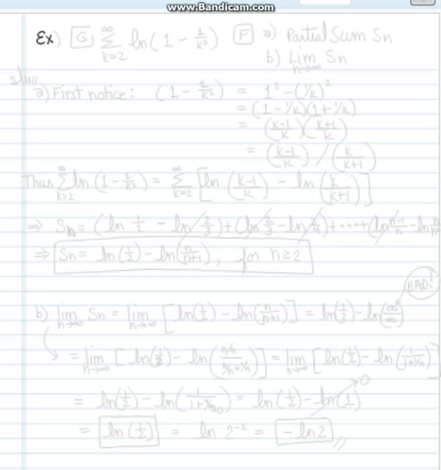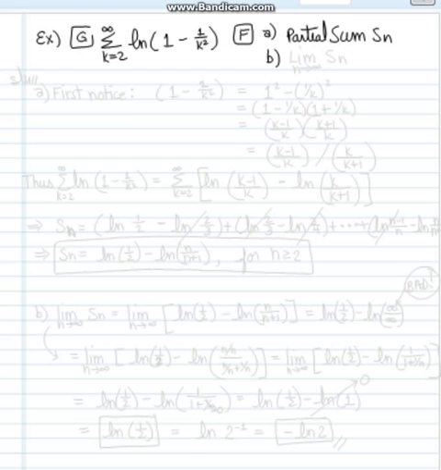Here's an example of a telescoping series. You're given the sum k equals 2 to infinity of the natural log of 1 minus 1 over k squared, and you're asked to find part A, the partial sum S sub n, part B, the limit as n approaches infinity of the partial sum S sub n.